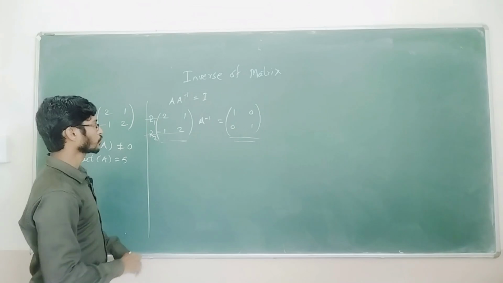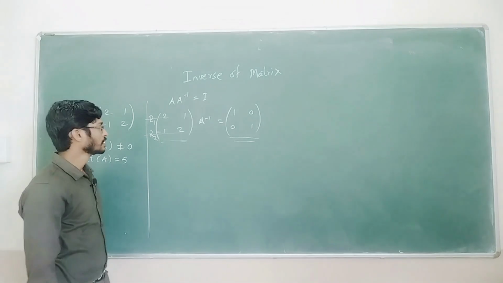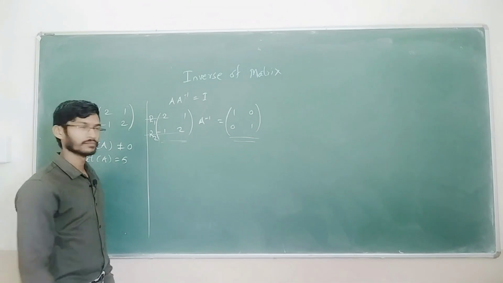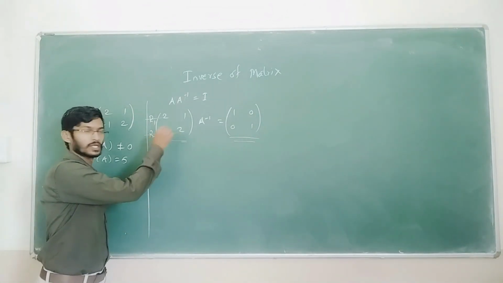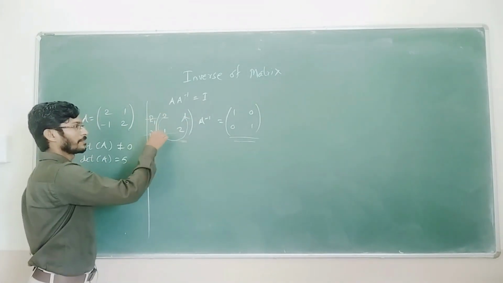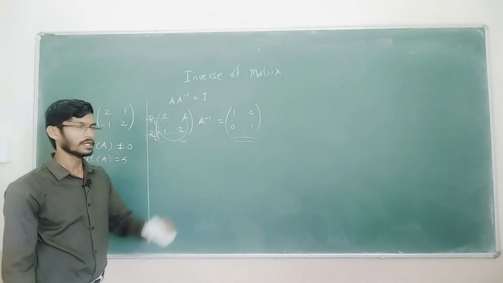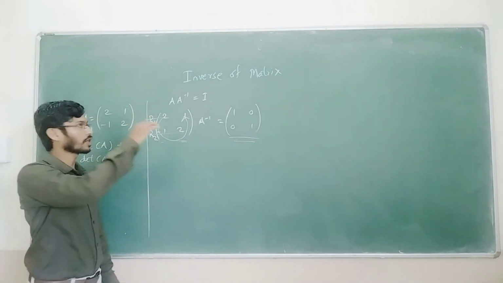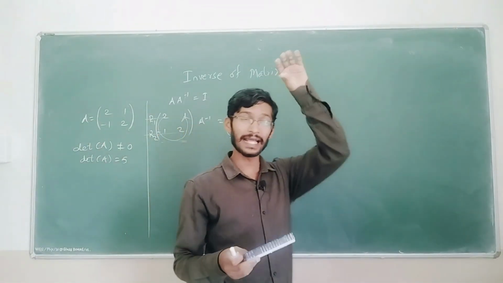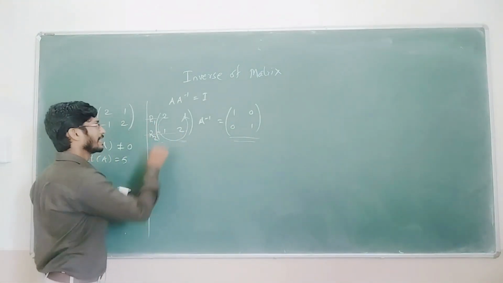One thing we should do: first make this element equal to 1. Then make this element equal to 0, then make this equal to 1, then make this equal to 0. Or the reverse is also true, but not starting with this. The element which in the end will become 1, you have to start with that only. Okay, so let's make this equal to 1.